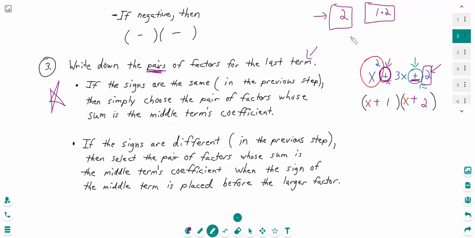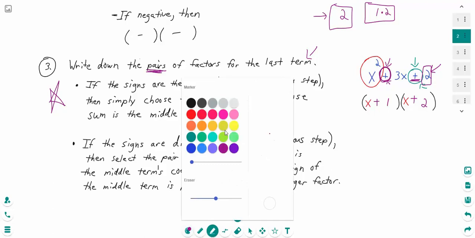But when we have more than one set of factors, we need to decide which set we're going to use. And that's where this second part of this first part of step 3 comes into play. So we're going to choose the pair of factors whose sum is the middle term's coefficient. So here's the middle term. I'll change my color here.